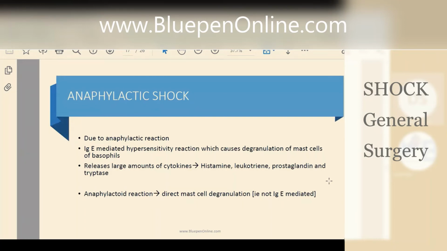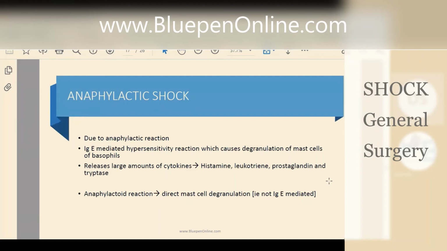Once these mast cells are broken down, they release a really large amount of cytokines, mainly histamines, leukotrienes, prostaglandins, tryptase, interleukin 6, tumor necrosis factor alpha, and all those things. And these cytokines cause anaphylactic reactions.